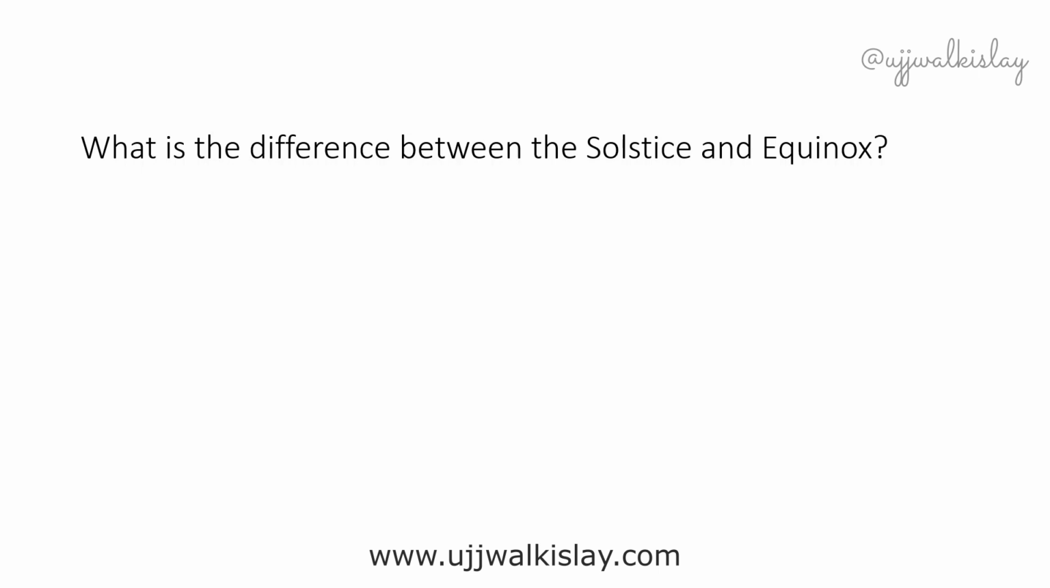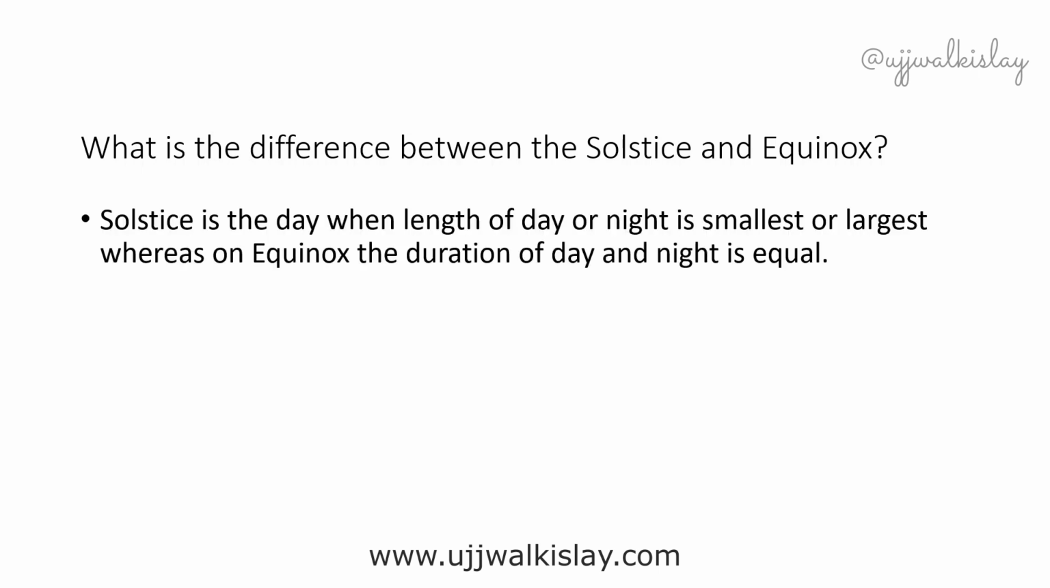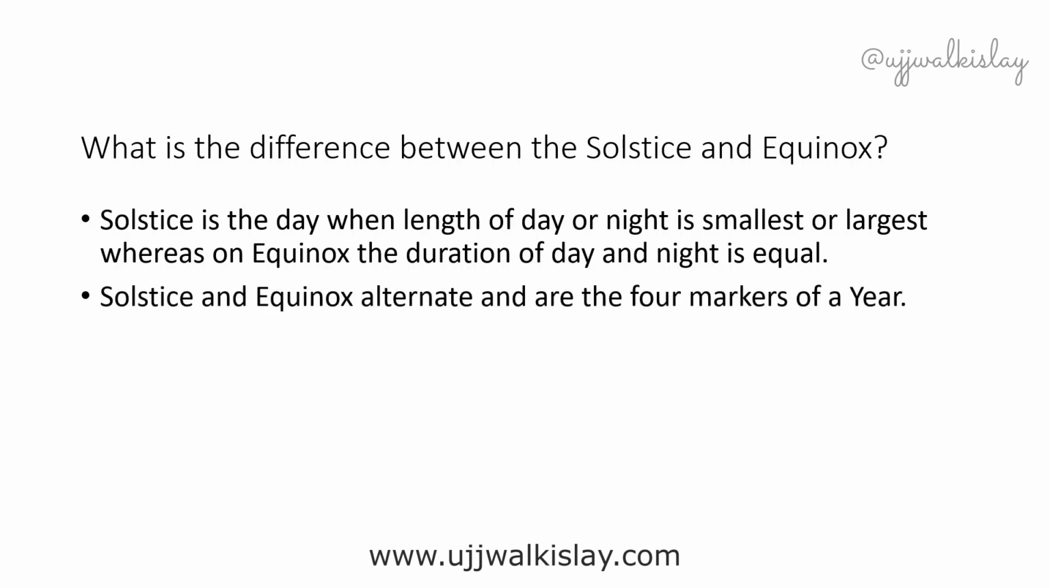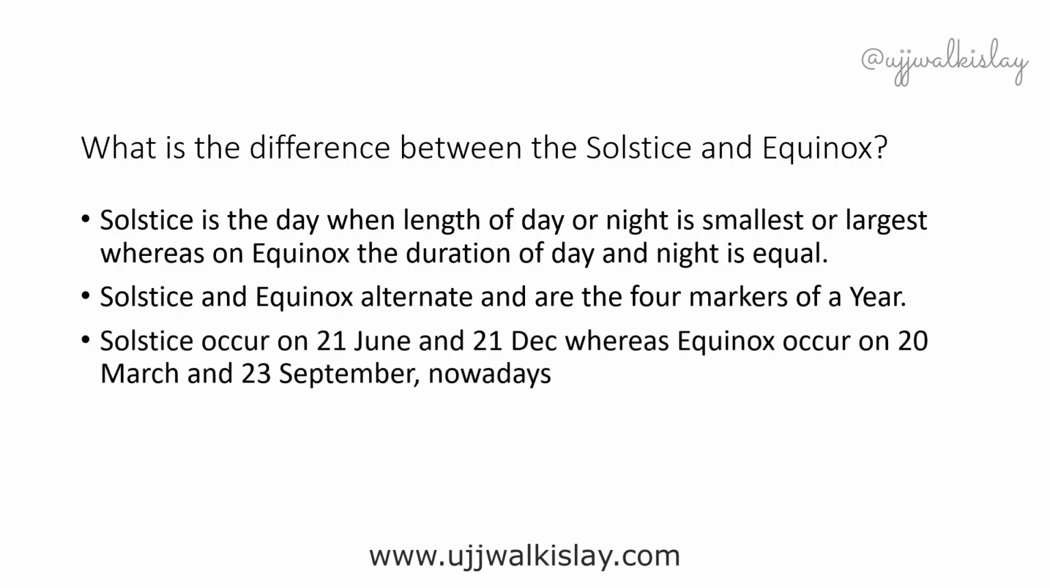Now let us discuss what is the difference between the solstice and equinox. Solstice is the day when the length of day or night is smallest or largest, whereas on equinox the duration of day and night is equal. Solstice and equinox alternate and are the four markers of a year. Solstice occurs on 21st June and 21st of December, whereas equinox occurs on 20th March and 23rd September nowadays.